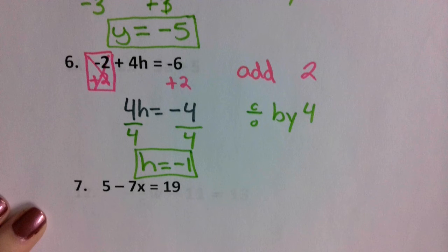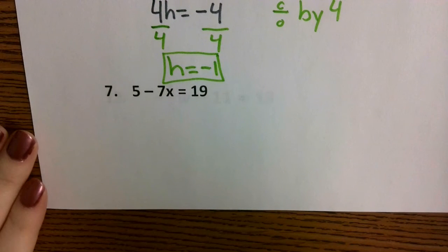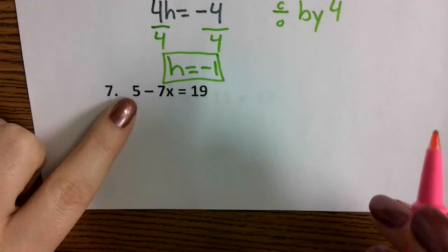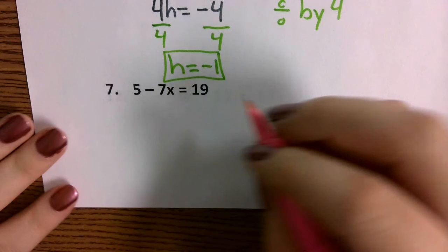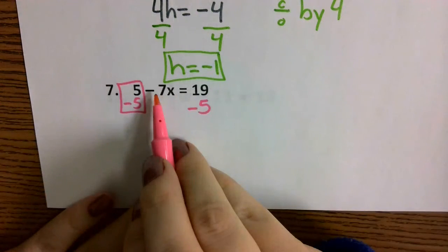Okay, for problem number 7, again, number 7 is similar to a problem like number 4 and number 5 were. We want to get rid of the constant, and the constant right now is a 5. So what we're going to be doing is we're going to subtract 5 from both sides.